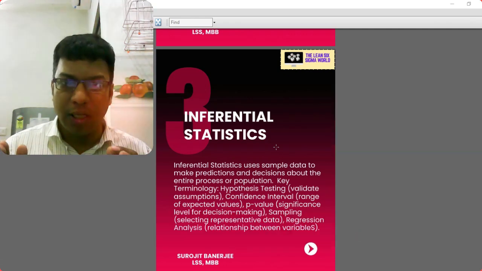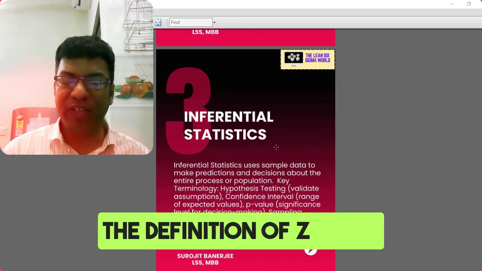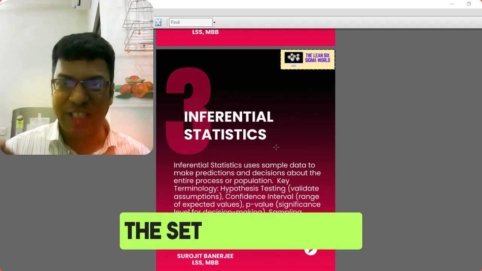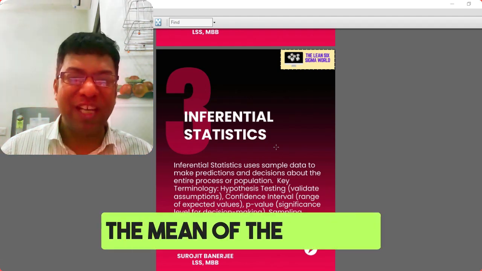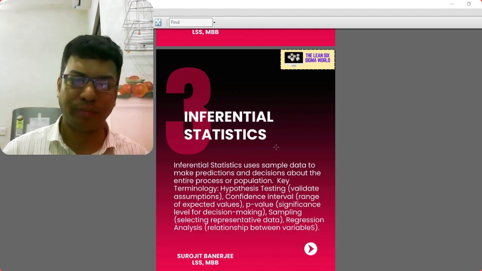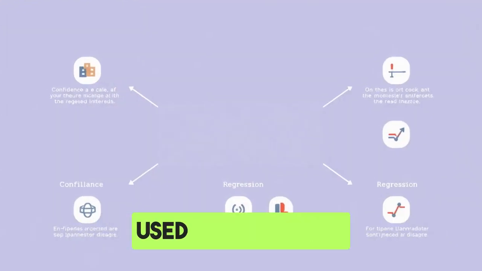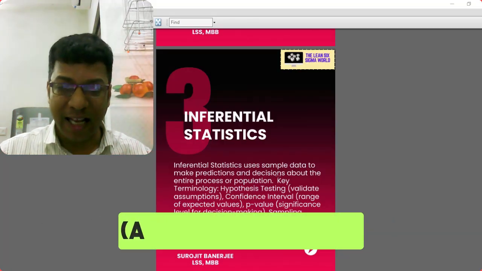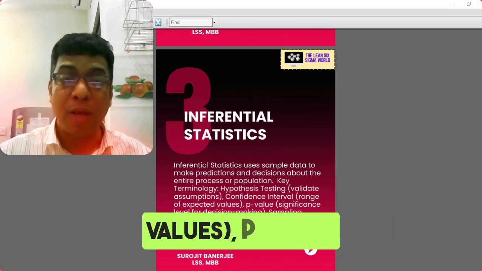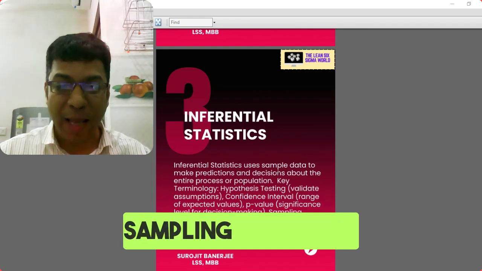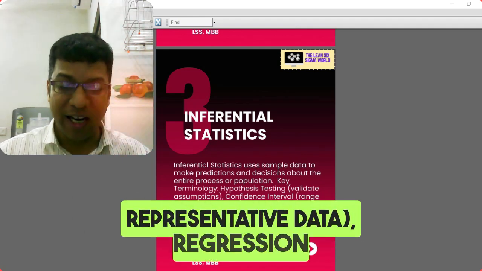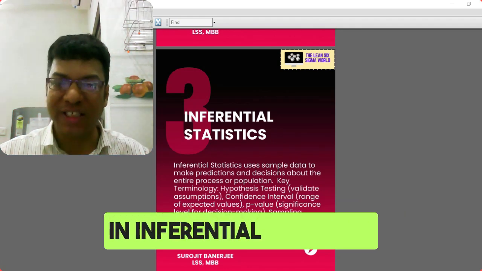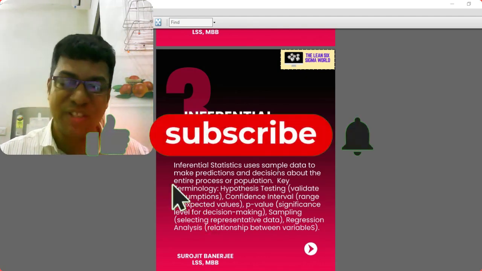The definition of Z value is how many standard deviations a value is from the mean of the data set. The important terminologies used in inferential statistics are confidence interval, a range of expected values, p values for significance level, sampling, selecting representative data, and regression for the relationship between variables. All these things are involved in inferential statistics, also called probability statistics.